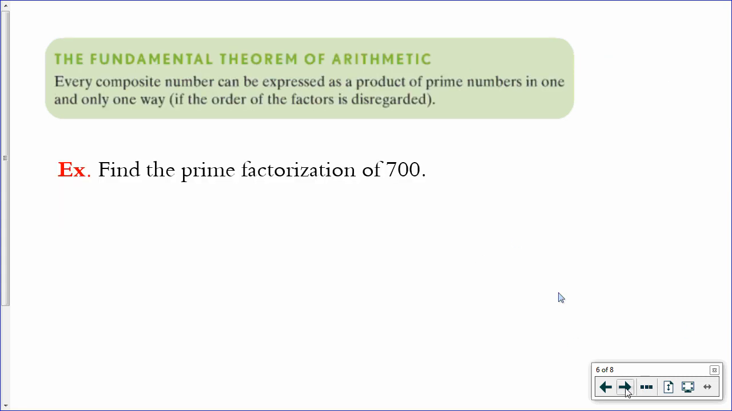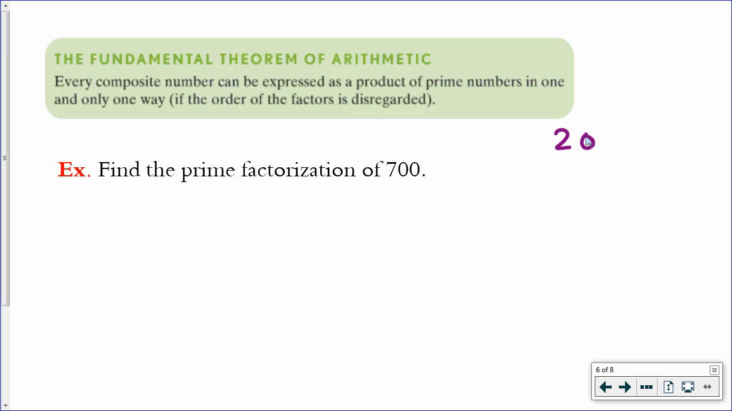The Fundamental Theorem of Arithmetic, which is every bit as important as it sounds, says that every composite number can be expressed as a product of prime numbers in one and only one way. What this means is, if you take any composite number, and the example here is 700, but I'm going to start with a smaller one, the example of 20, there's a way to write the number 20 as the product, which means multiplication, of prime numbers.